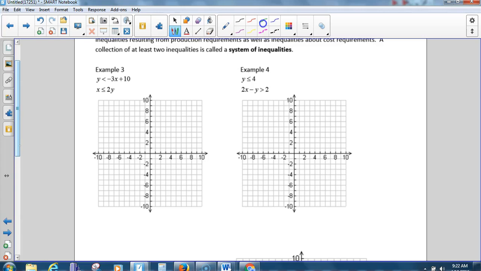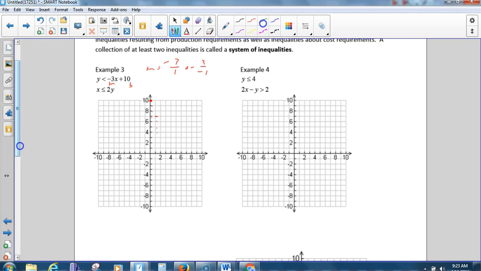Okay? So y is less than negative 3x plus 10. First off, this is my b, this is my m. Remember, m is negative 3 over 1 or 3 over negative 1. So I'm either going to go down and right or up and left. Now, since my starting point is 10, I really can't go up and right. I'm out of room. So I'm going to go down 3, and right 1.